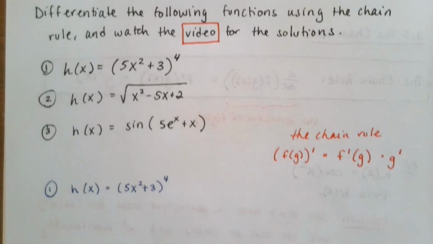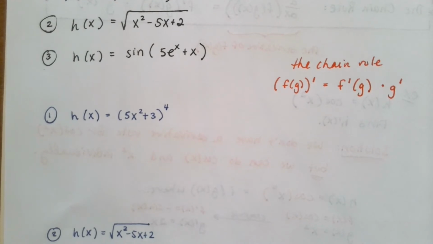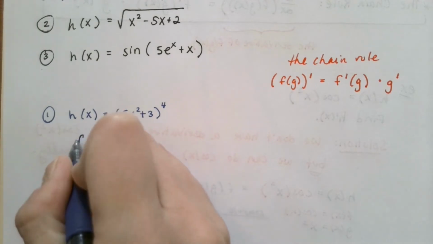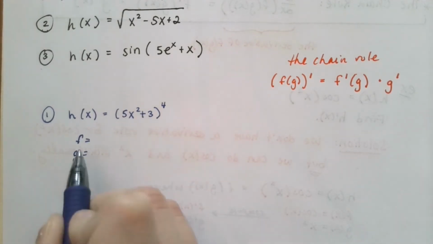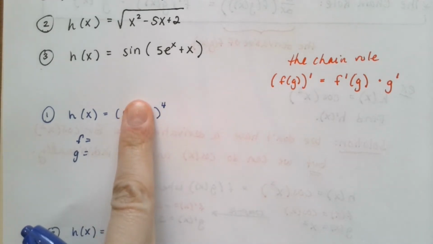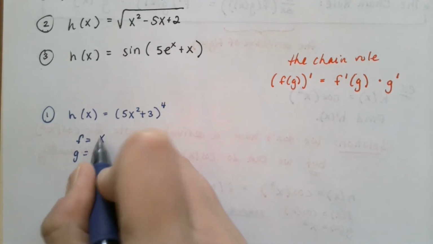Alright, so let's start with number 1, which is 5x squared plus 3 raised to the 4th power. So I'm going to decide that my f is supposed to be the outside function, right? So I'm going to say that f is the 4th power because that's kind of the outside operation that's happening. So my f will be x to the 4th, and then my g will be the stuff inside the parentheses.